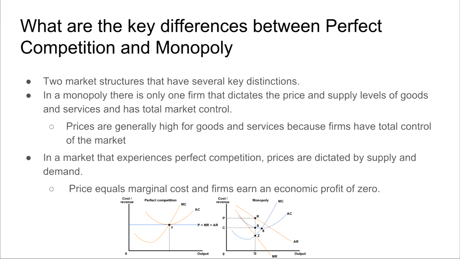In a market that experiences perfect competition, prices are dictated by supply and demand. Price equals marginal cost, and firms earn an economic profit of 0. Firms in a perfectly competitive market are all price takers because firms do not have total market control. Unlike a monopolistic market, firms in a perfectly competitive market have a small market share. Barriers to entry are relatively low and allow firms to enter and exit easily.